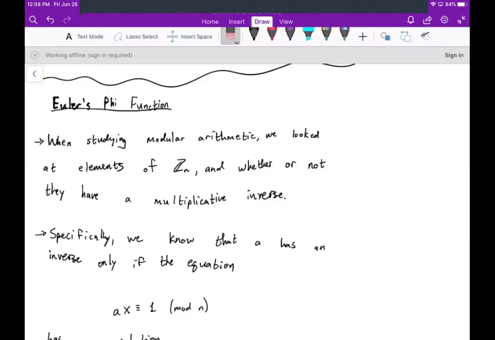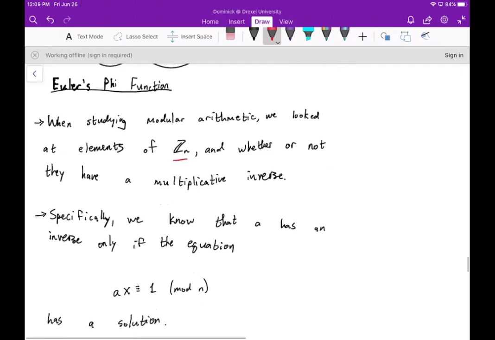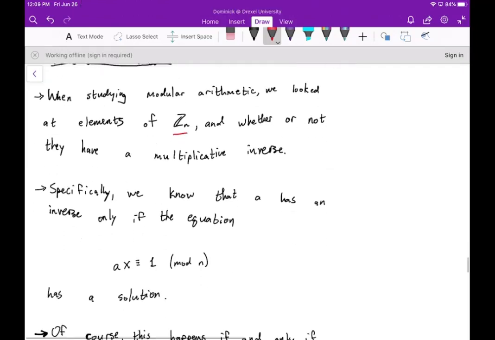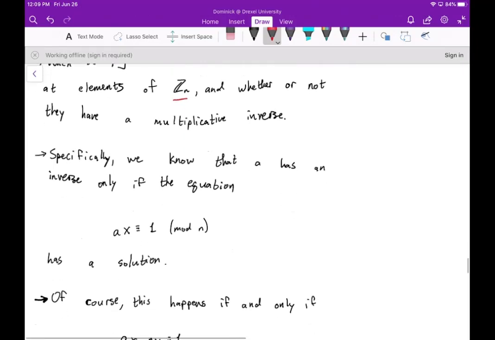Okay, guys, welcome. Today we're going to talk about Euler's phi function. Now, when we studied modular arithmetic, we looked at elements of Zn and whether or not they have a multiplicative inverse. And of course, we know that an element has an inverse only if the equation a times x congruent to 1 mod n has a solution, right?